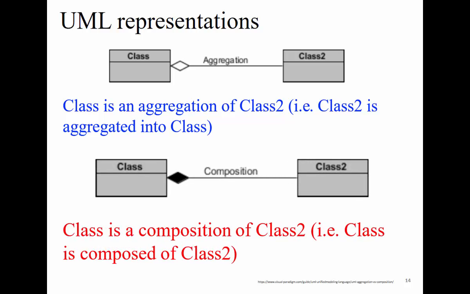If you look at the composition relation, it's the same thing, except the diamond is filled black. So the class is a composition of class 2. If you look at some Java reference books that represent the relation between aggregation and composition using a diagram, the only difference is the diamond: open means aggregation, closed means composition.